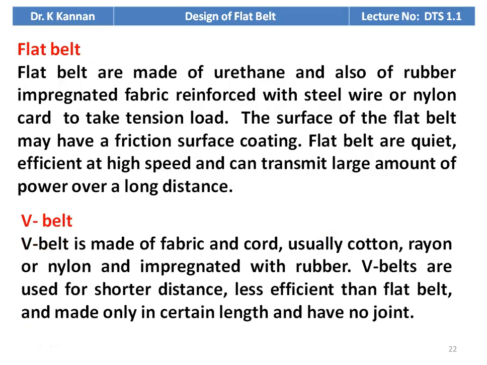And the V belts are made of fabric or cord, usually cotton, rayon or nylon, and impregnated with rubber. V belts are used for shorter distance. They are less efficient than the flat belt, and are made only in certain lengths and have no joints. For shorter distance, we have to select the V belt.